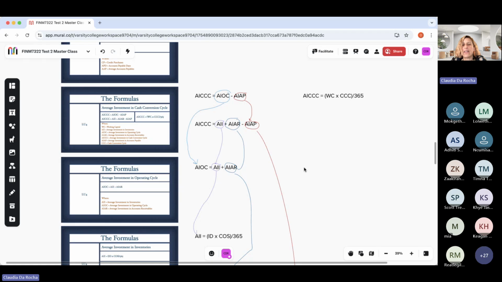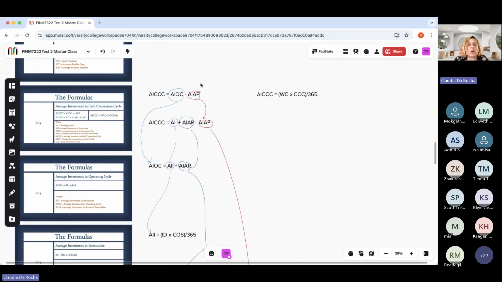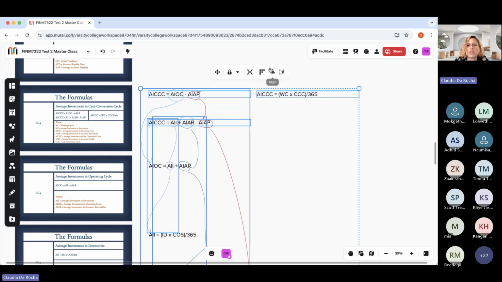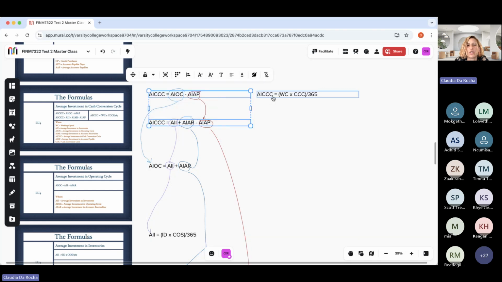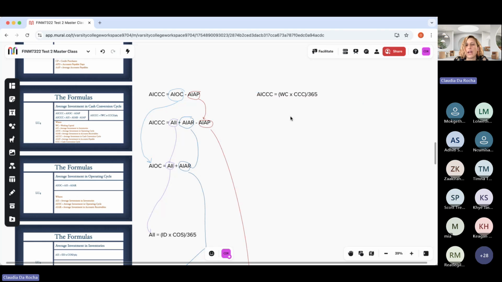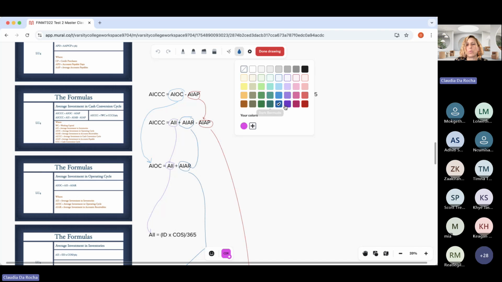All right. The other thing I forgot is when we are dealing with your average investment in cash conversion cycle, you will see there are 3 formulas: 1, 2, 3. 1 and 2 here are basically the same. All we've done is unpack the average investment in operating cycle. Formula number 3 is where we're not given the details for each element of our working capital. We're just given the total. So this is where we have a total investment amount, and then we have to calculate.